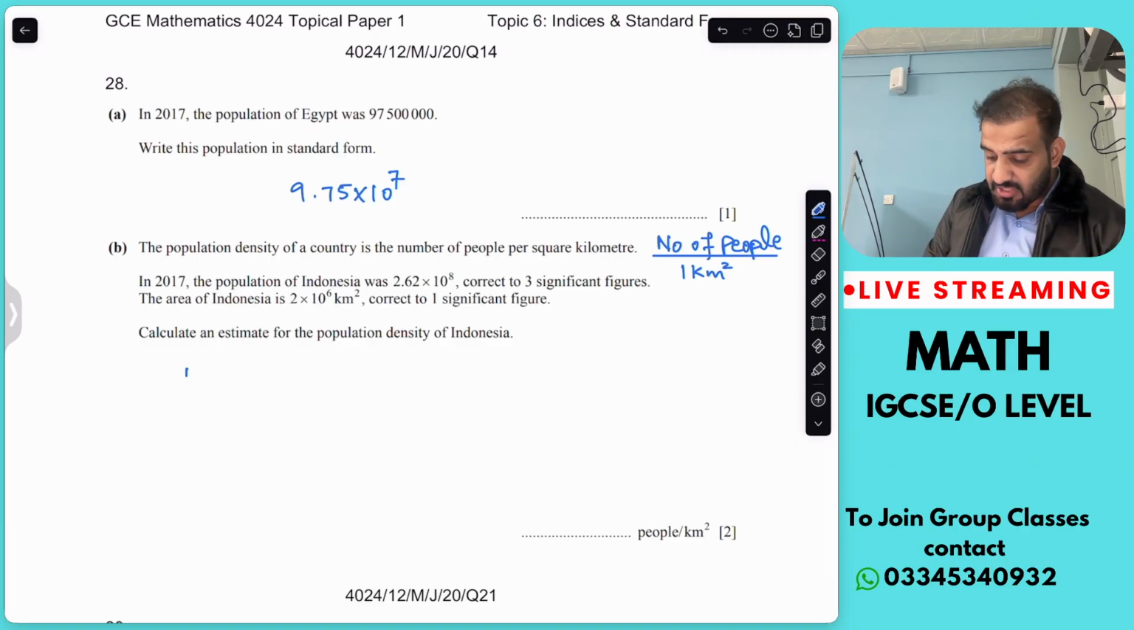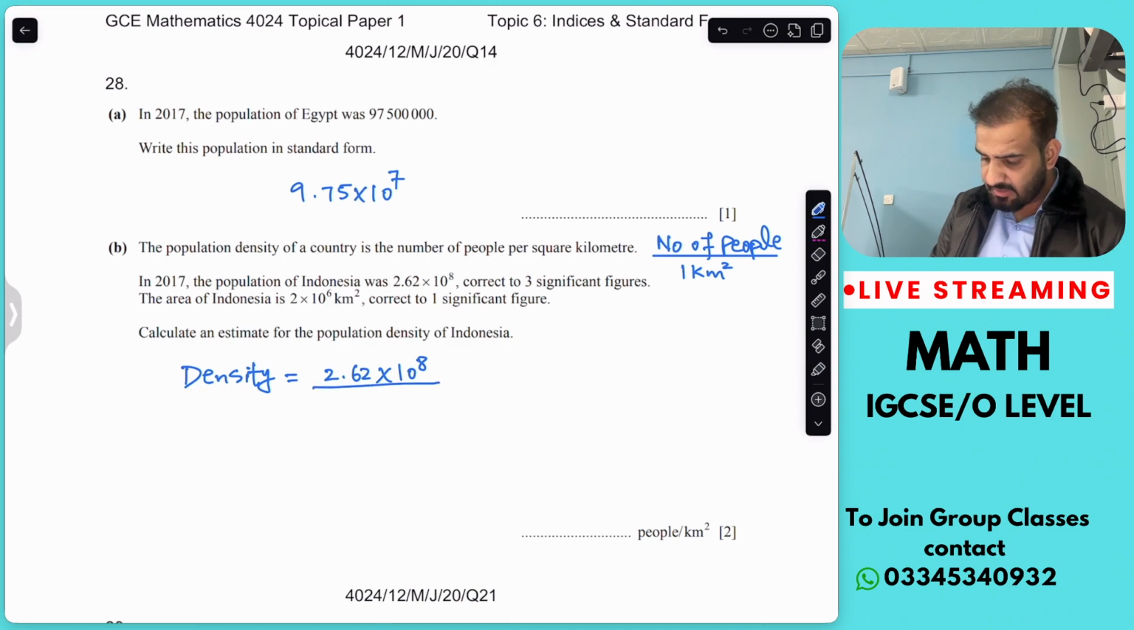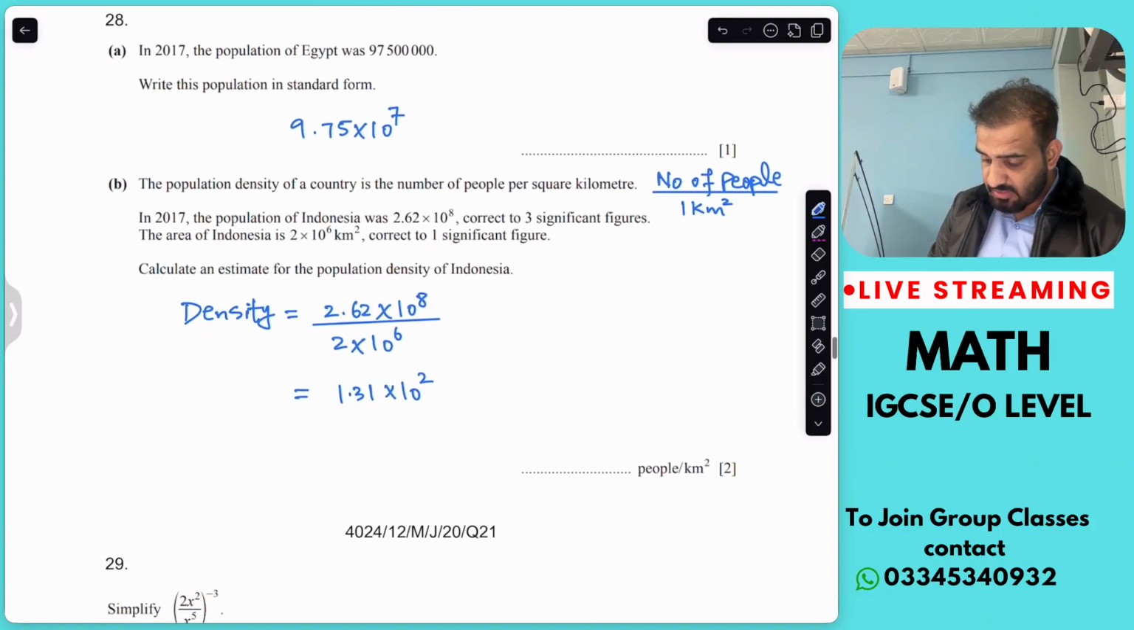So we know that they have given us the formula for density. So how to find density? Density is equal to population, which is 2.62 cross 10 raised to power 8, divided by the area, which is 2 cross 10 raised to power 6 square kilometer. So 2.62 over 2 is 1.31, cross 10 raised to power 8 minus 6 is 2. So this will become 131.